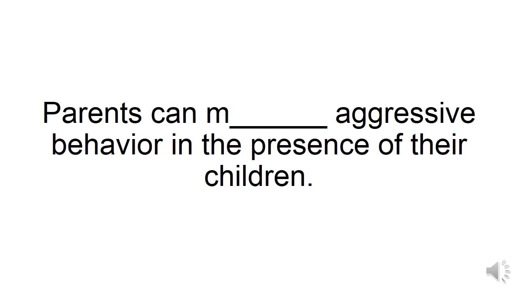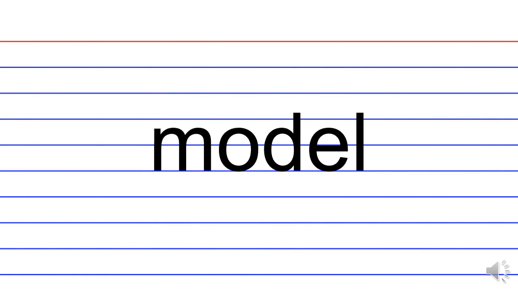Parents can blank aggressive behavior in the presence of their children. Parents can model aggressive behavior in front of their children. That's why it's important for when you have children, or if you have children now, you might want to consider not arguing in front of them, because they carry this behavior or these images with them into adulthood, more likely than not.